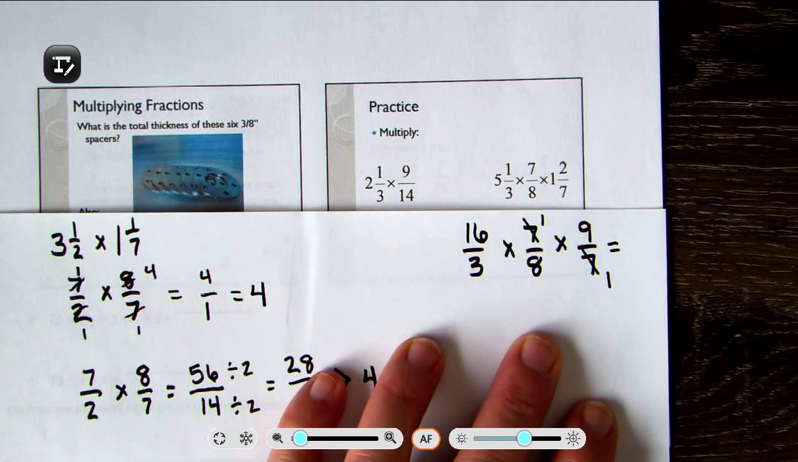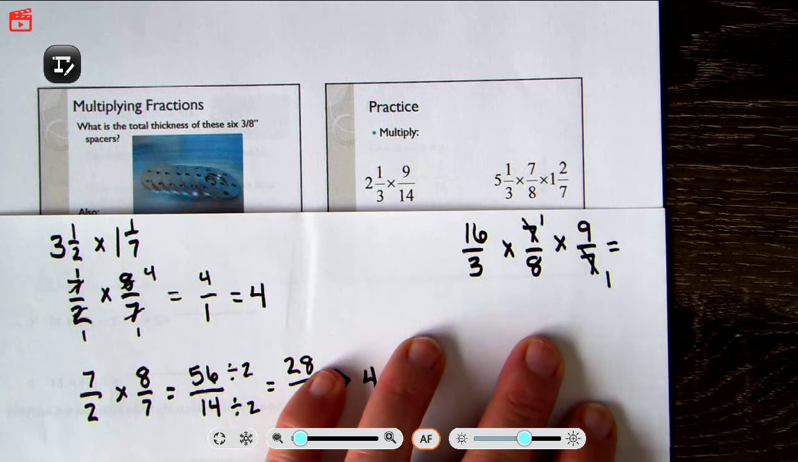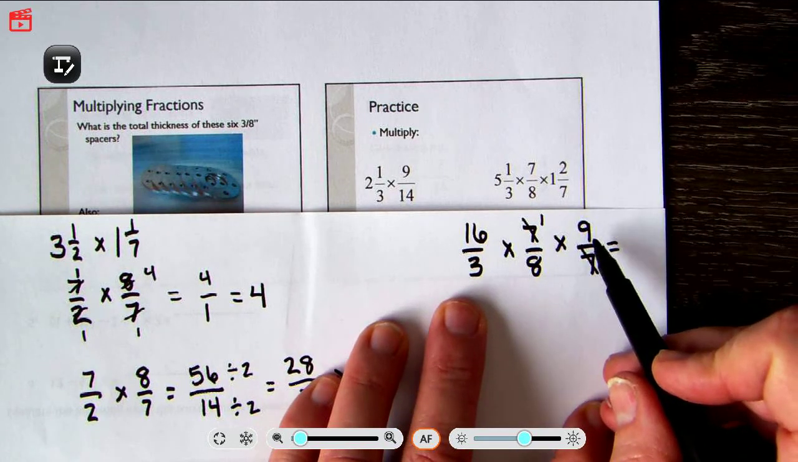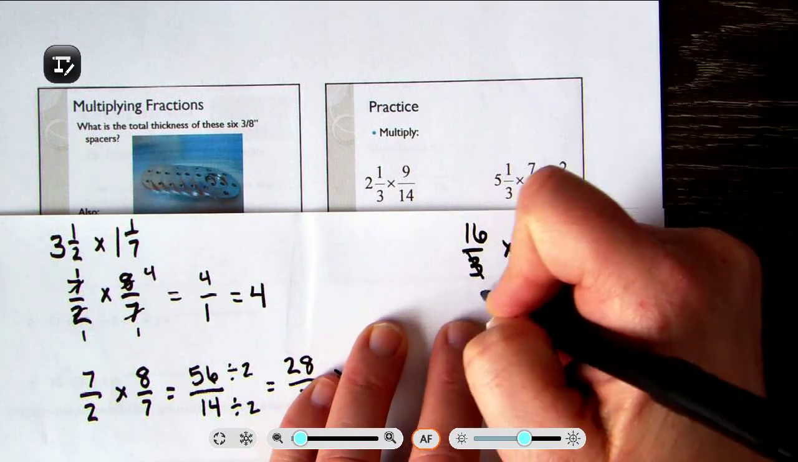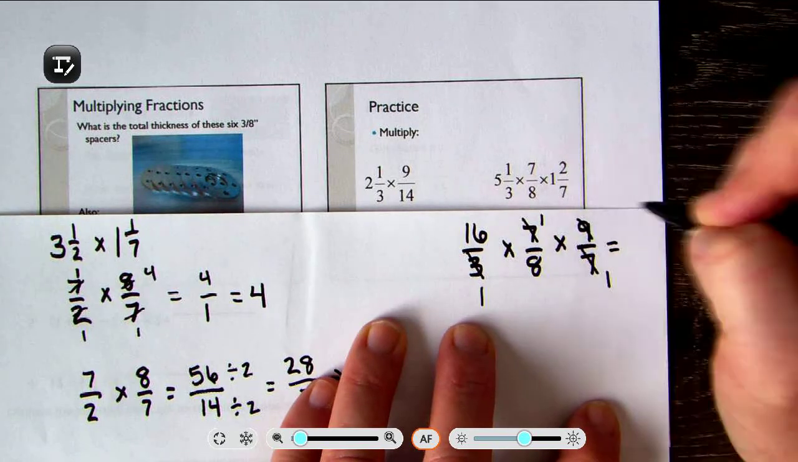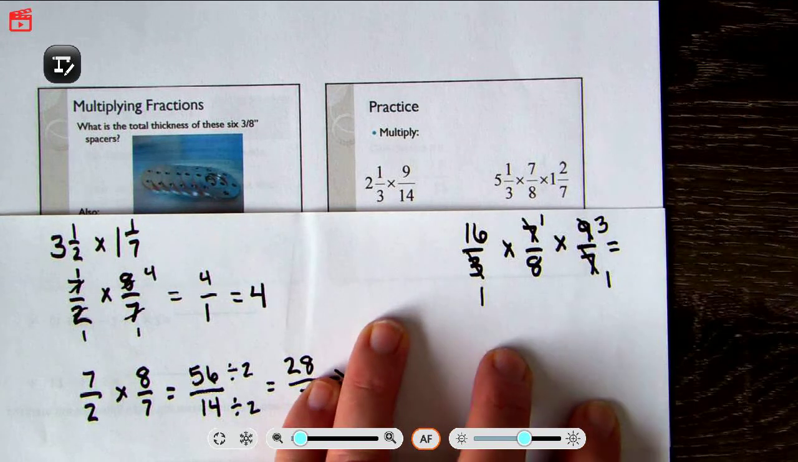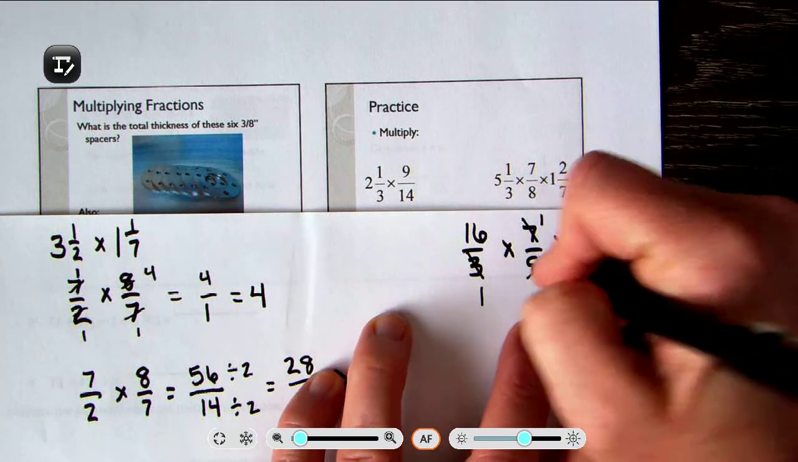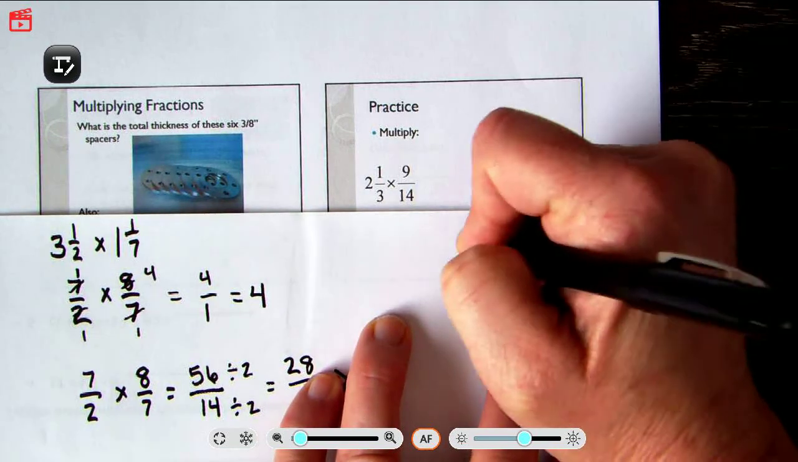Just remember what you do to a top, you have to do to a bottom, and this only works with multiplying. My 3 and my 9 do not have to be right next to each other. So I'm dividing both pieces by 3. The 8 and the 16, I'm dividing both by 8 actually.